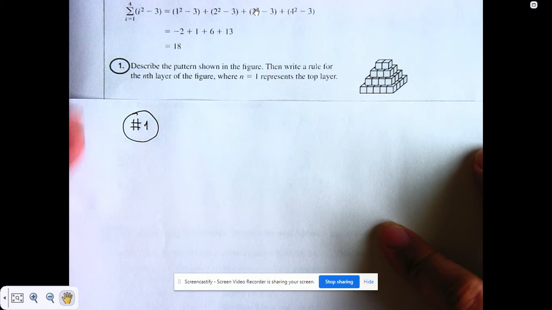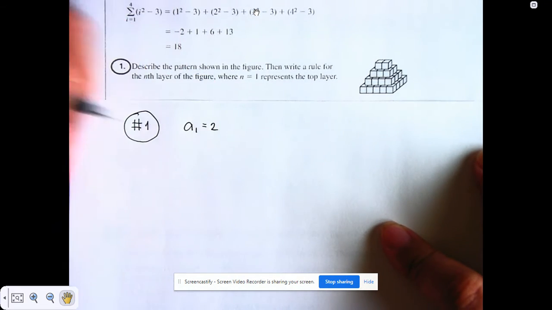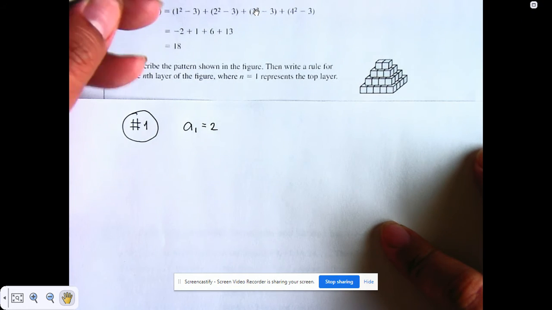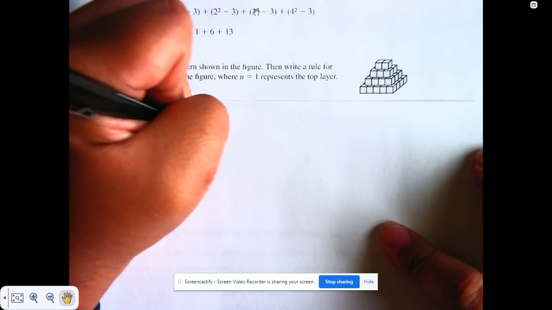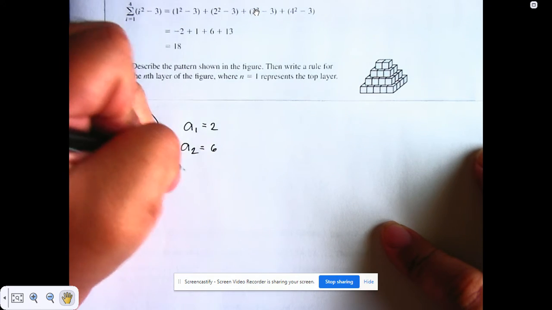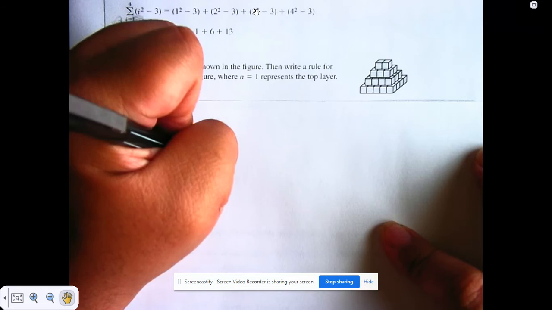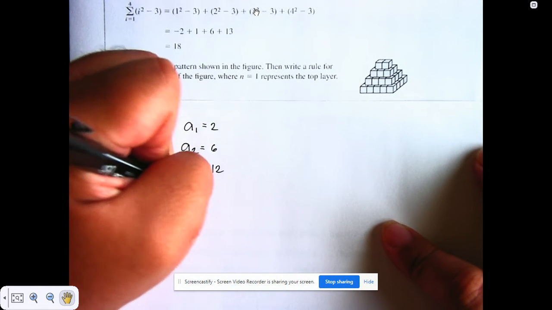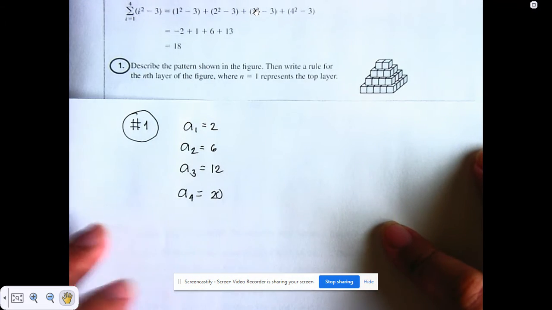Here you notice that a sub 1 has two blocks, right? That's the one on the very top. Now a sub 2, or the second layer, has six blocks, while a sub 3 here has 12 blocks. And a sub 4 here has 20 blocks. That is simply by counting the blocks.